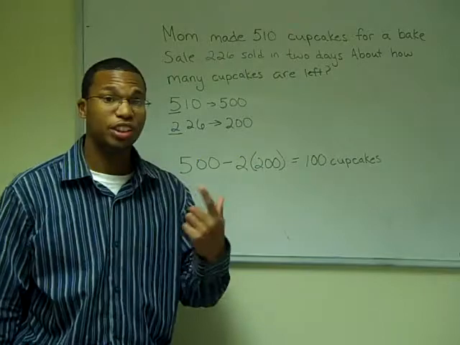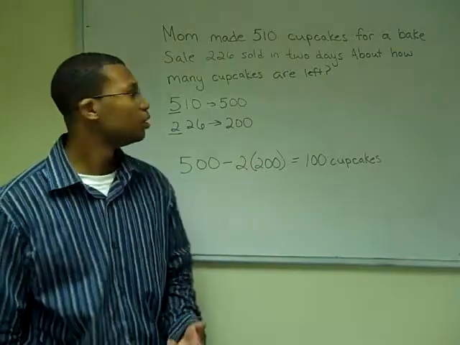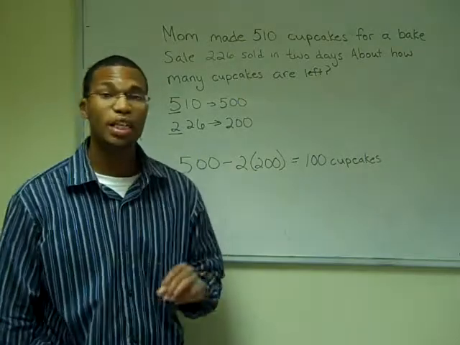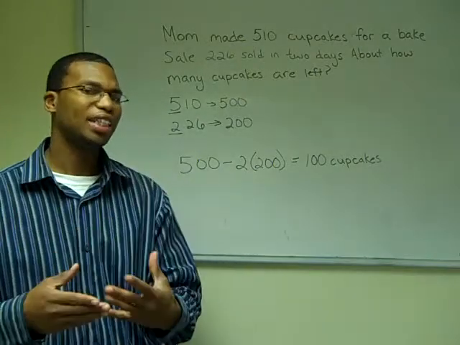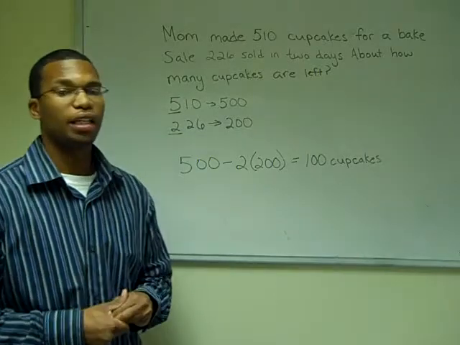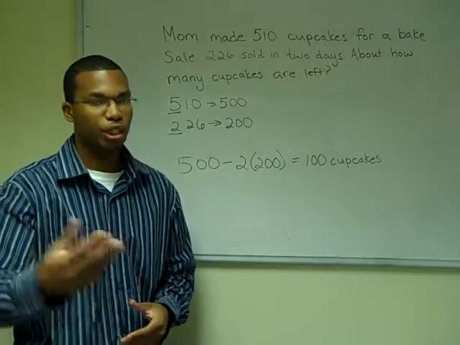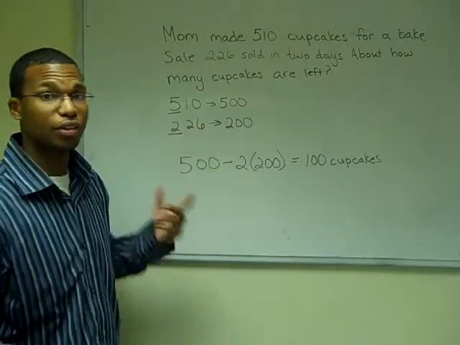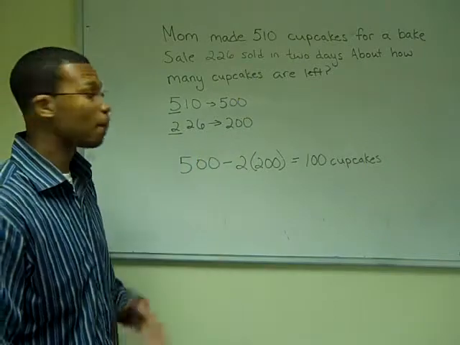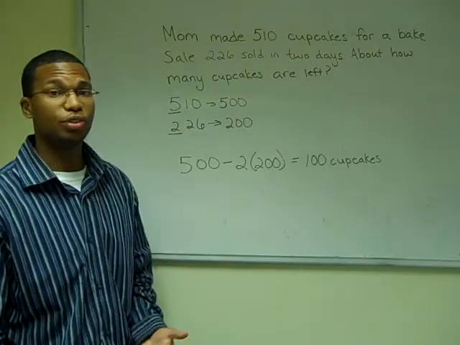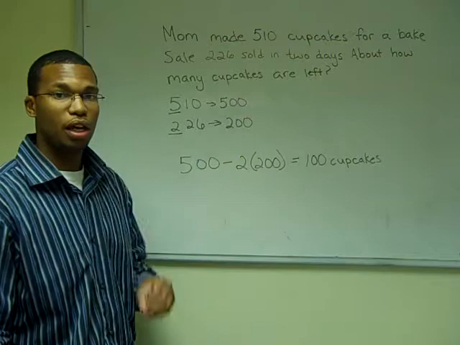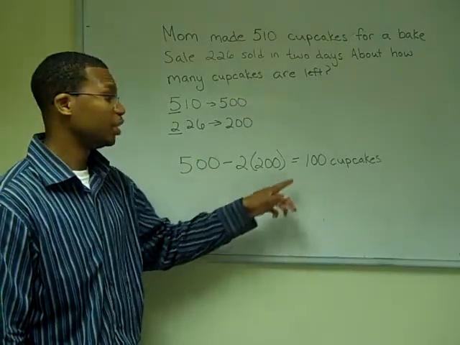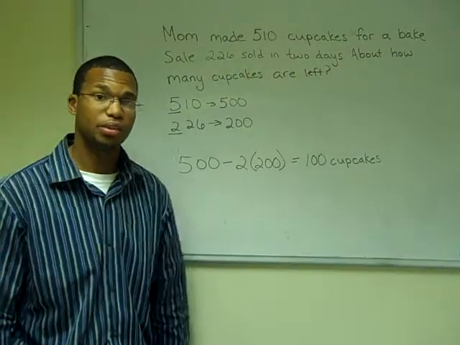Mom made 510 cupcakes for a bake sale. 226 sold in 2 days. About how many cupcakes are left? In this application, I believe that rounding to the nearest hundred will yield the best result. So 510 to the nearest hundred would be 500. 226 to the nearest hundred would be 200. And thus, in solving the problem, 500 minus 2 times 200 is equal to 100 cupcakes.